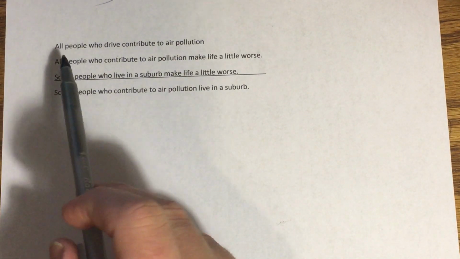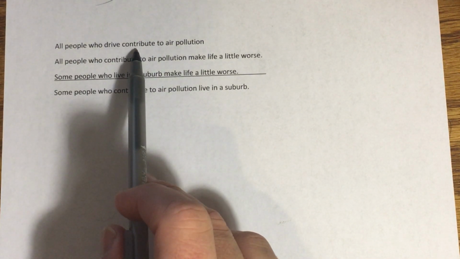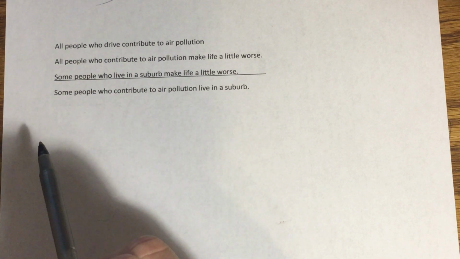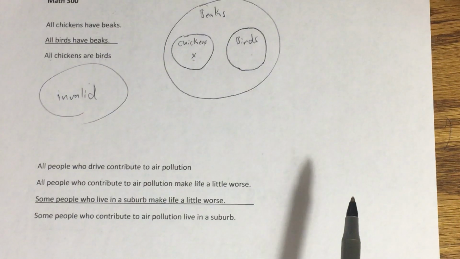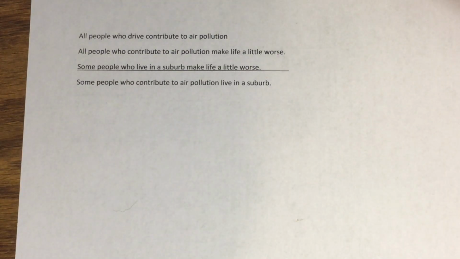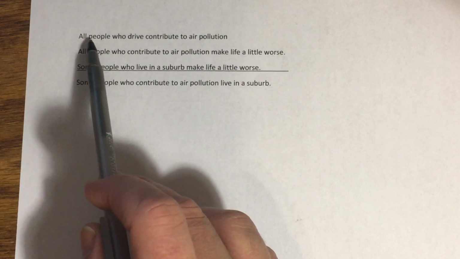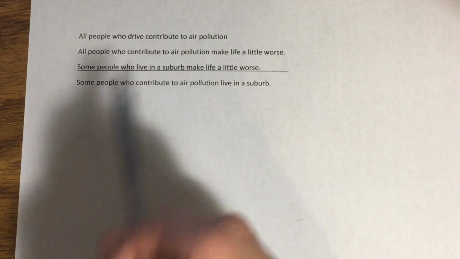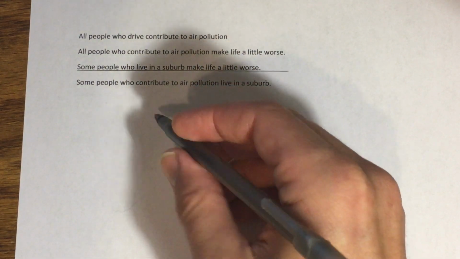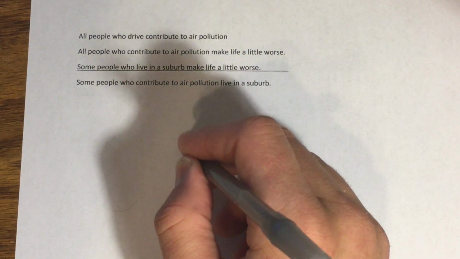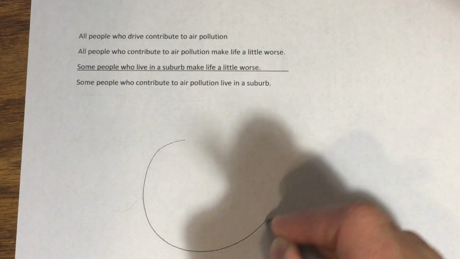Let's see how we're going to draw this. All people who drive contribute to air pollution. So we have a universal quantifier, similar to how we did in the previous example. We're going to need one circle inside another. Which one is on the outside? Which one is on the inside? Well, to say that all people who drive contribute to air pollution, the second sentence is going to give me the larger one. Okay? So let's see, I can draw it like this.